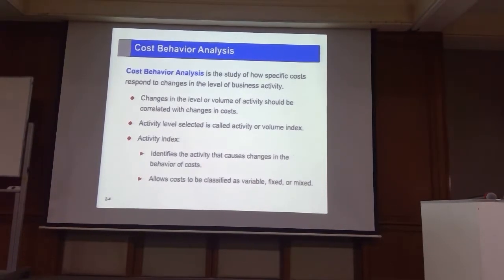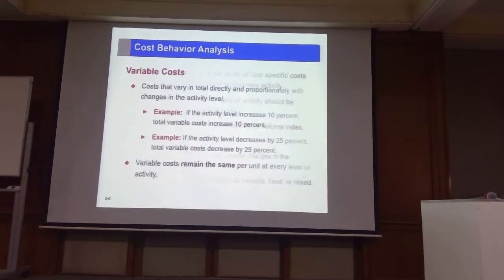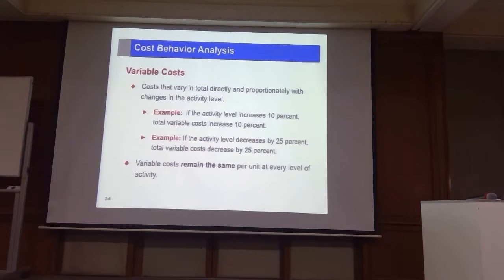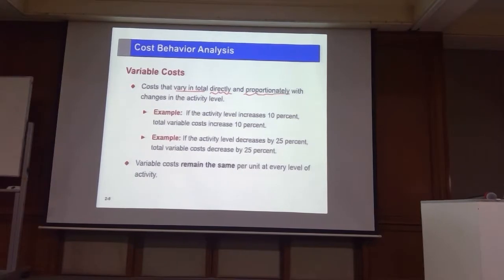After that, we need to classify the cost behavior into variable, fixed, and then mixed, like the combination of variable and fixed. Let's talk about the variable cost. As you can see from the name, it's variable. So it means that these costs tend to vary in total, directly and proportionally with the change in activity level. So the keyword is here. It tends to vary in total, and the way that it varies tends to be directly and proportionally with the change in activities.